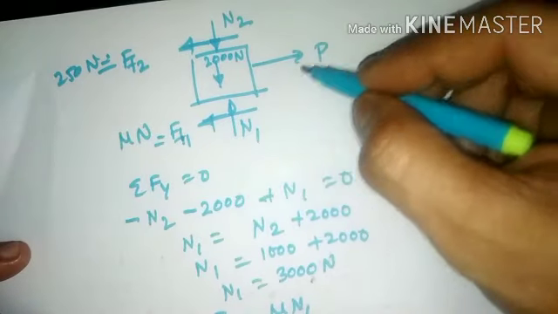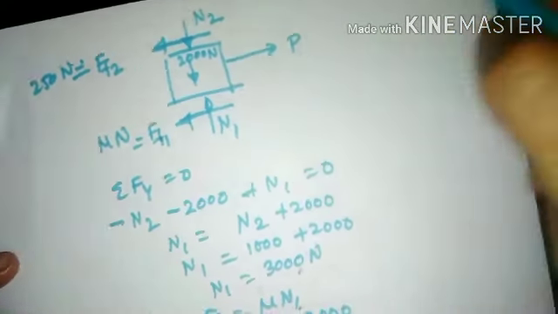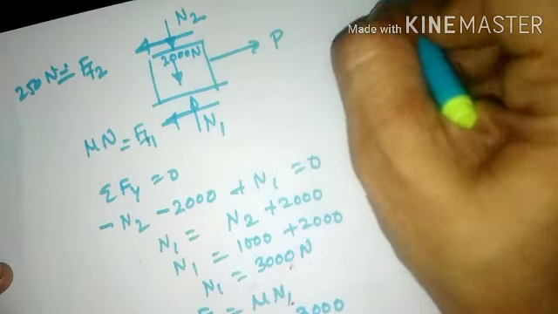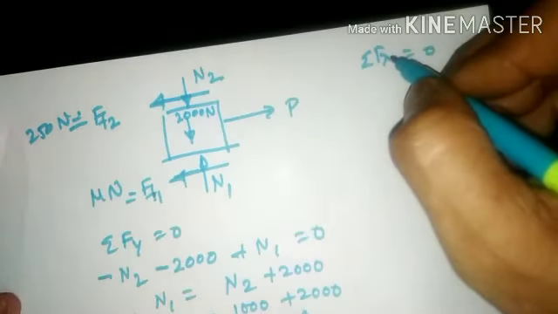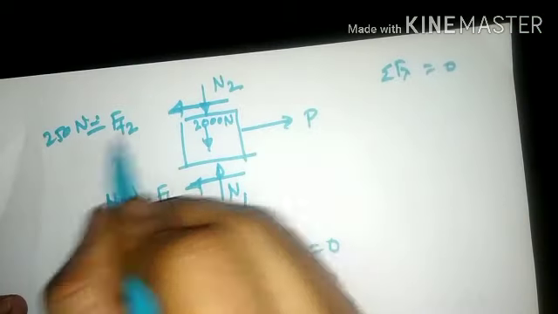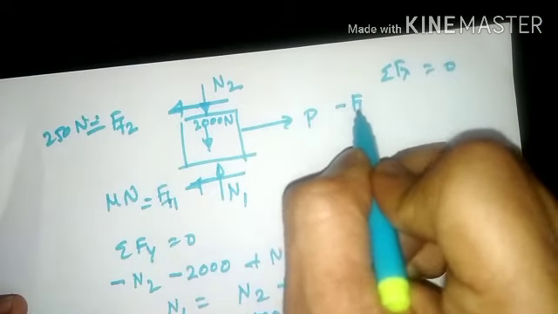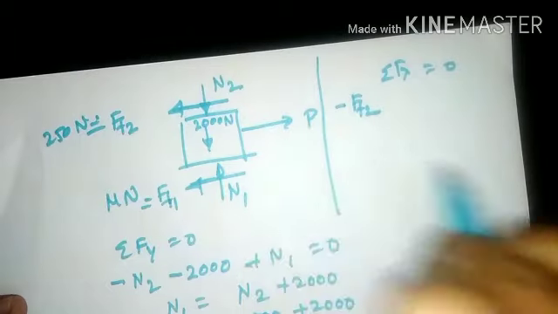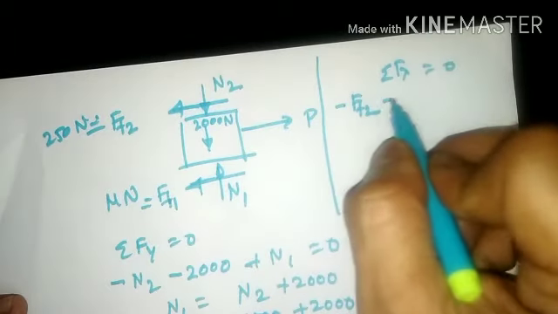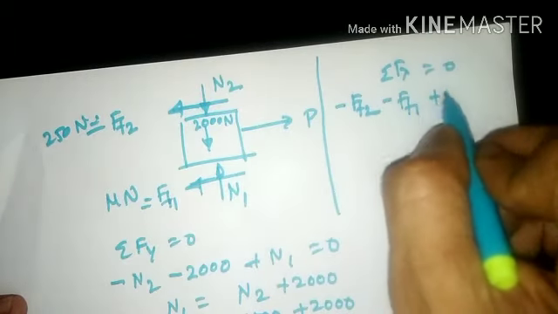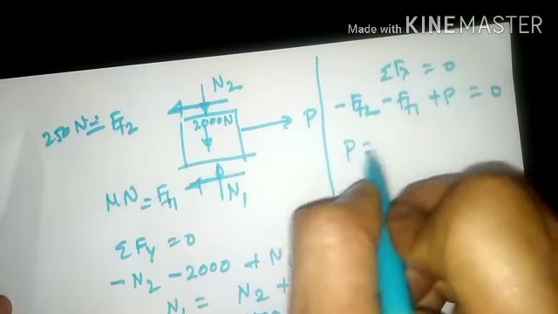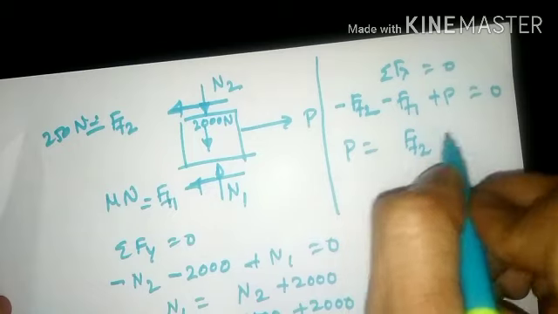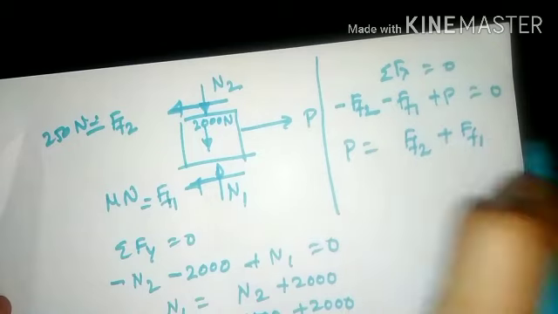If I need to find out the value of force P, then I need to consider summation Fx equal to 0. Here, F2 is towards the left-hand side, so minus F2, minus F1, plus P, that is equal to 0. So P will be equal to F2 plus F1.